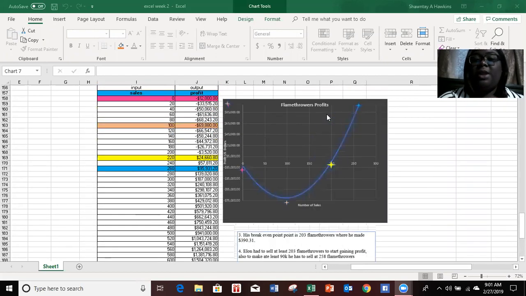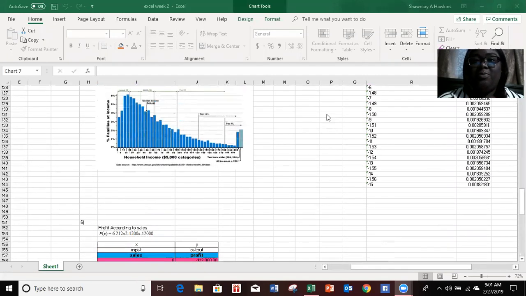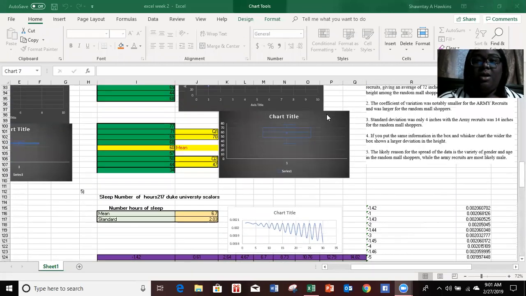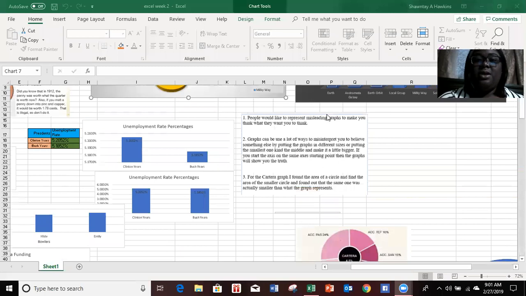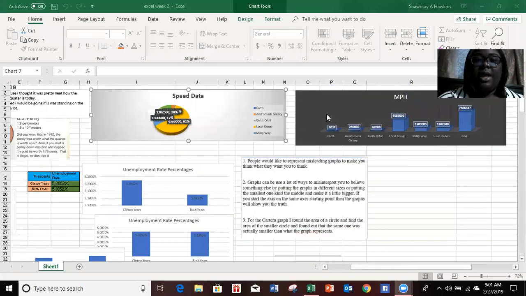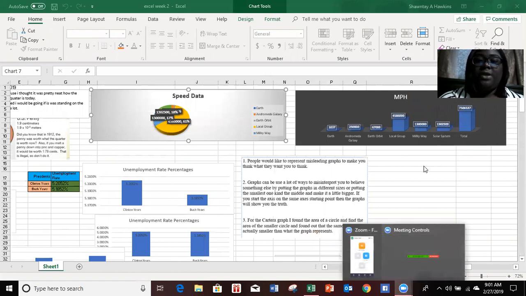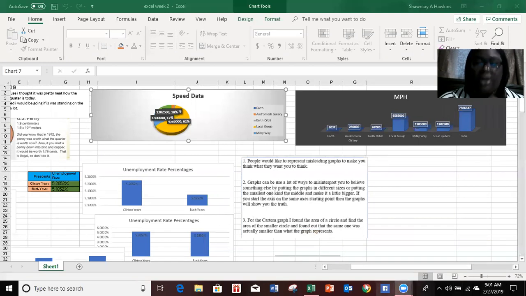I'm going to be talking about different graphs today and how they can make things look like something they're not. So, the first thing I want to talk about is number one.